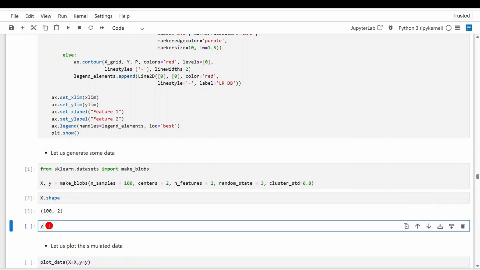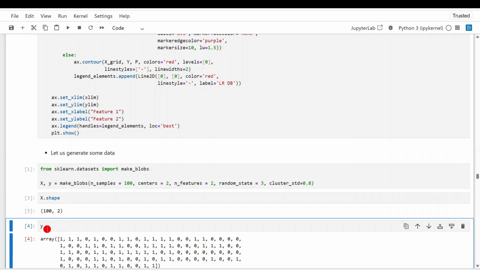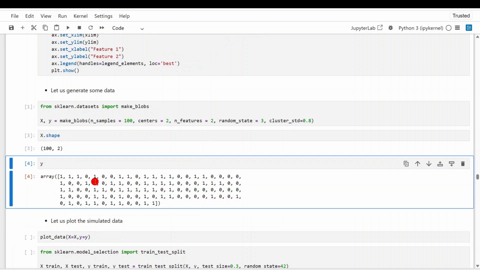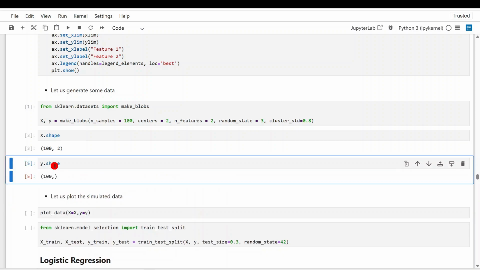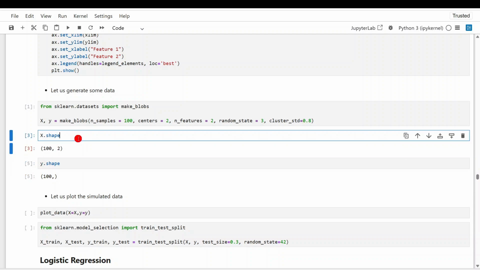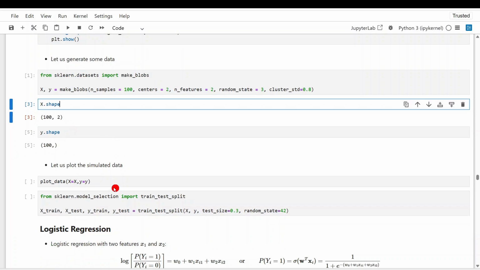Similarly, here I have generated Y. Now Y is a binary variable taking the values 0 and 1. If I check the shape again, I have 100 observations. Therefore, I have a single outcome variable Y assuming 2 values, 0 and 1, and input data with 2 features, let's say x1 and x2, with 100 observations.